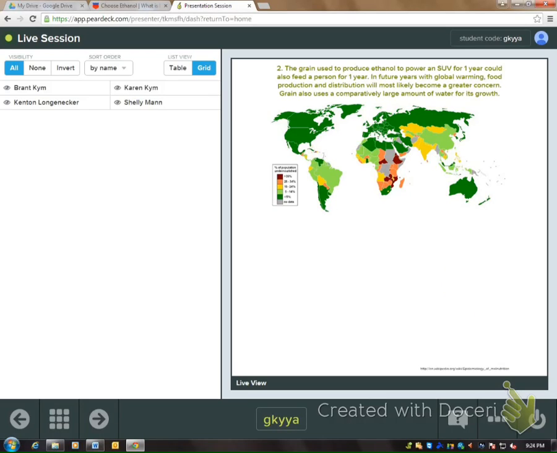Something else that will be coming up in future years with global climate change: the grain that's used to produce ethanol to power an SUV for 1 year could also feed a person for 1 year. So as climate changes with global warming and the food crisis may become a concern about whether the crop is used for food or for fuel.